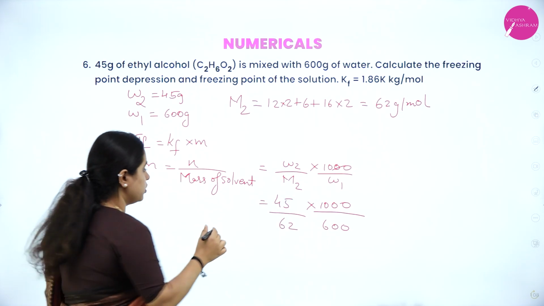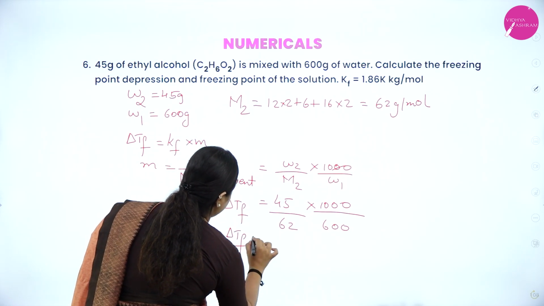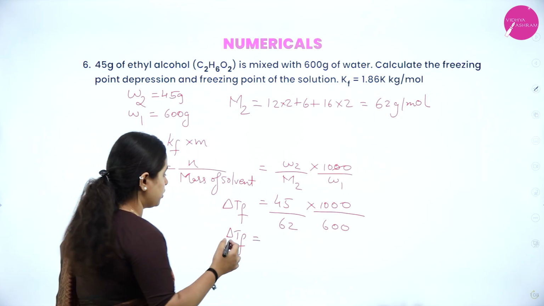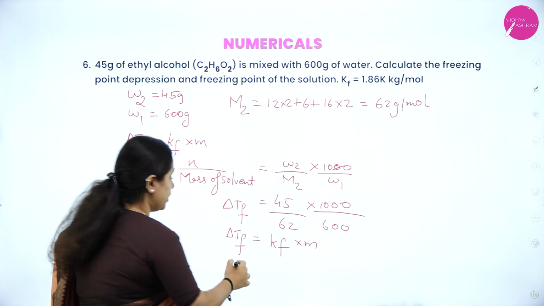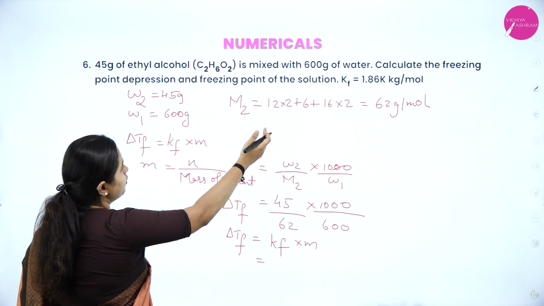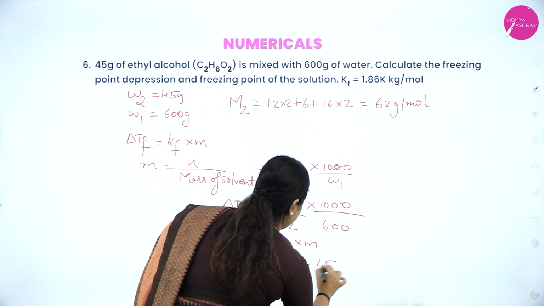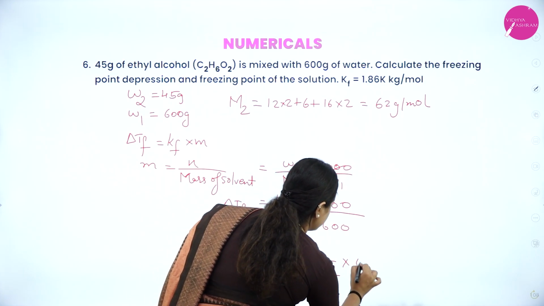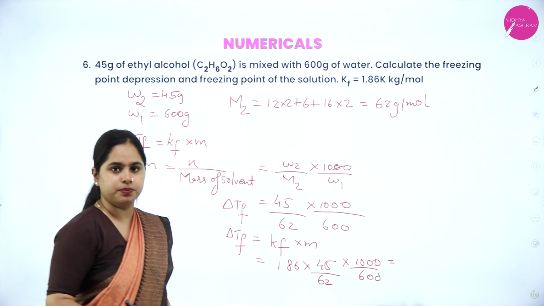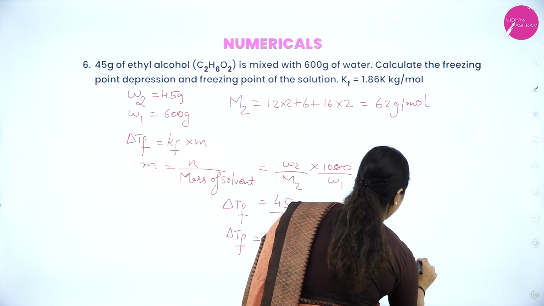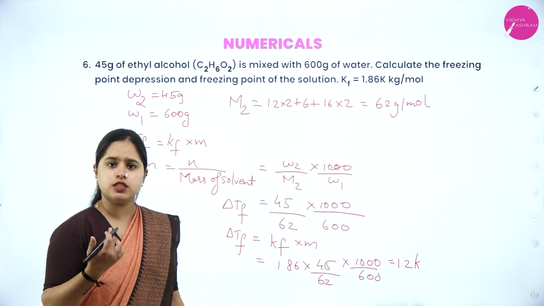So what did we calculate here? It is delta Tf. Once we do the calculation, you get the value. How can you do the calculation now? Delta Tf is equal to Kf into m, right? So how does the equation become? What is Kf here? Kf is given as 1.86. So 1.86 into 45 divided by 62 into 1000 divided by 600. If you do this calculation, you get delta Tf as 1.2 Kelvin.